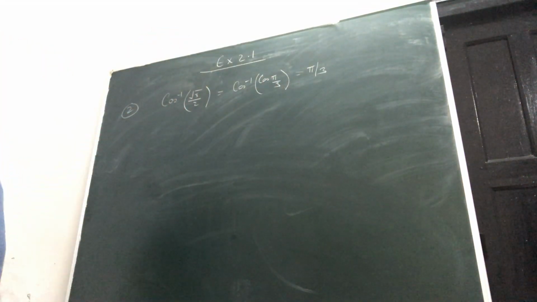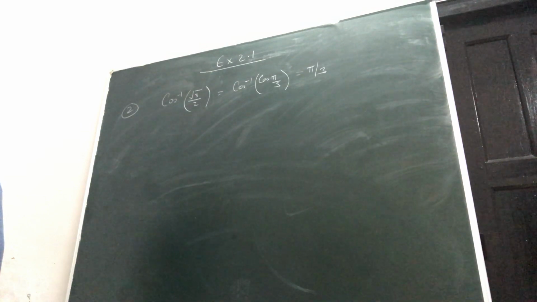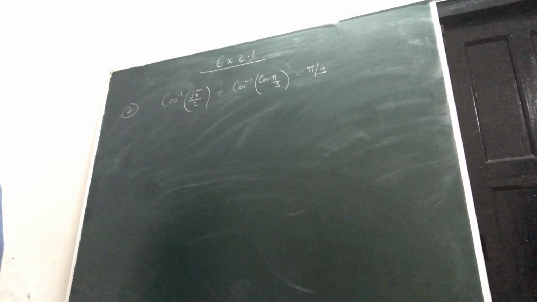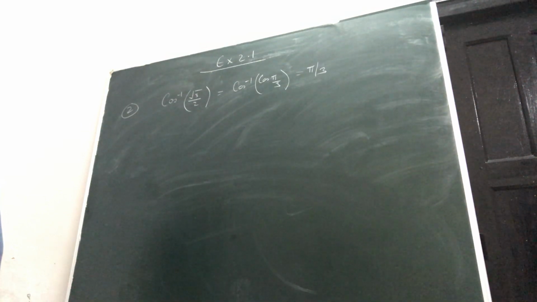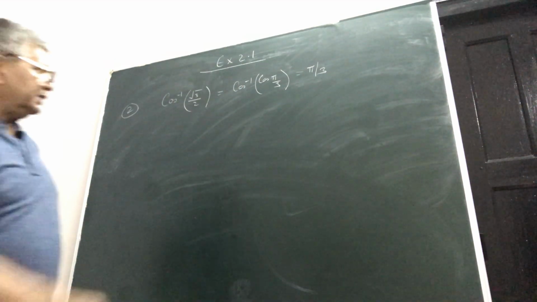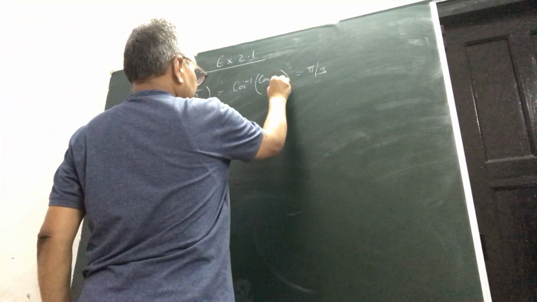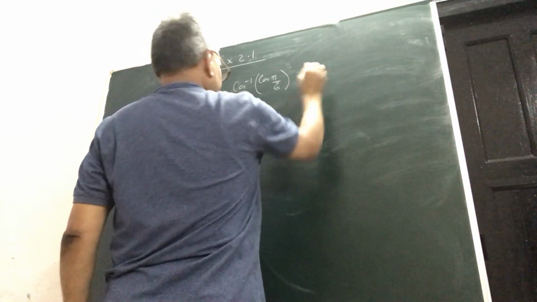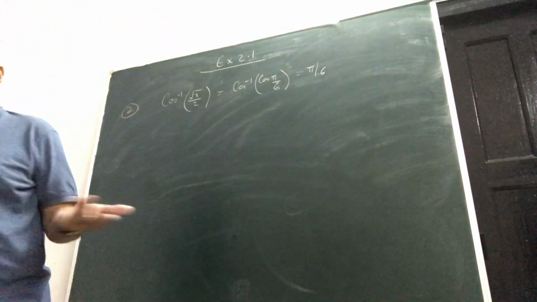So pi by 3 or pi by 6? Cos 60. Yes, it is pi by 6. Please make it pi by 6. So that will be the answer. So simple thing.